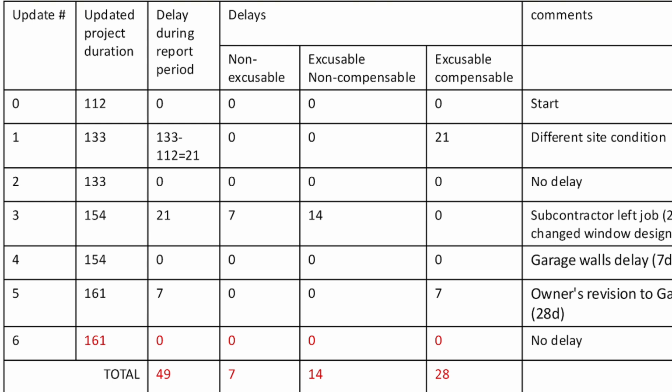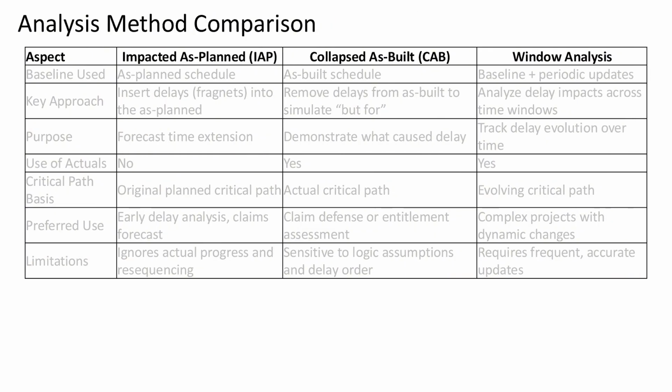All right, through this analysis, we've identified a total project delay of 49 days. Of that, 7 days are non-excusable and subject to potential liquidated damages. The remaining 42 days are excusable and eligible for time extension, but only 28 days of those are compensable. Now, we've learned 3 key delay analysis methods: impacted as planned, collapsed as built, and window analysis. Let's compare them across different aspects.